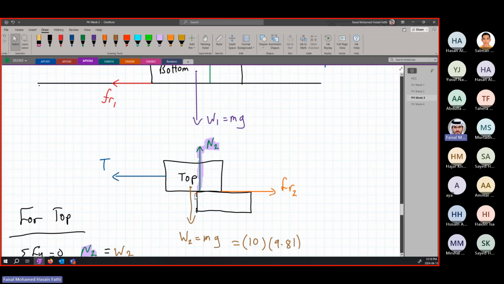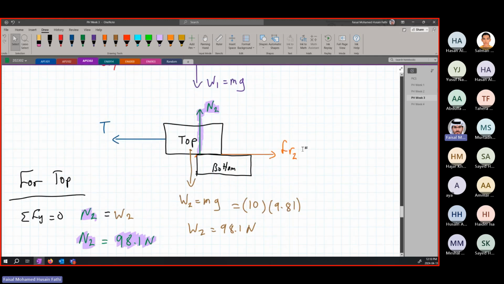We have the normal force from the surface of the bottom box. Okay, so this is the bottom box. We're going to have the friction force in the opposite direction because remember, the top box is trying to be pulled to the left. So the motion technically of the box is to the left, not to the right. So the friction force is going to be opposite on the top box.